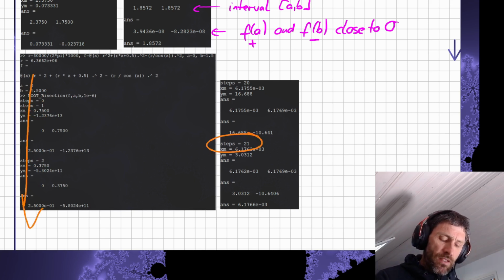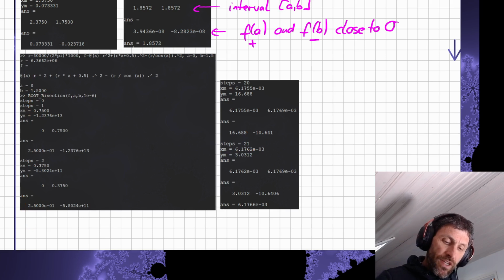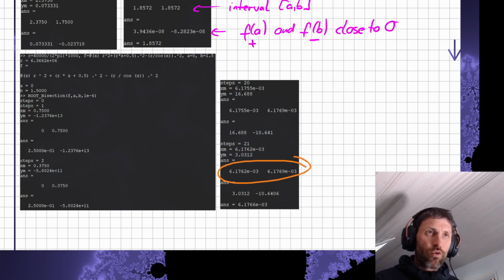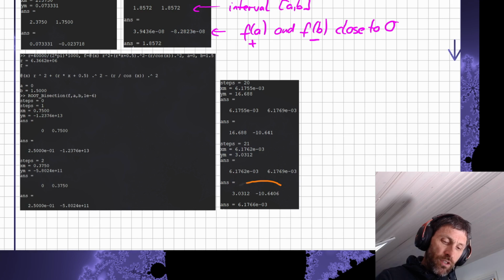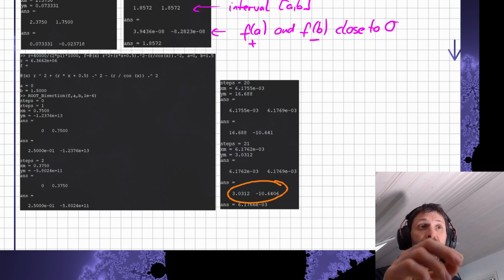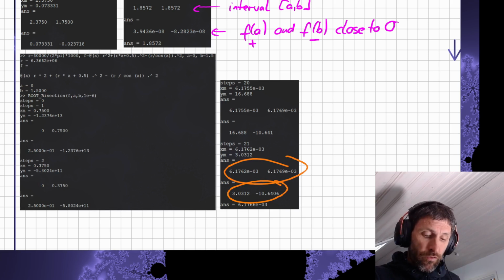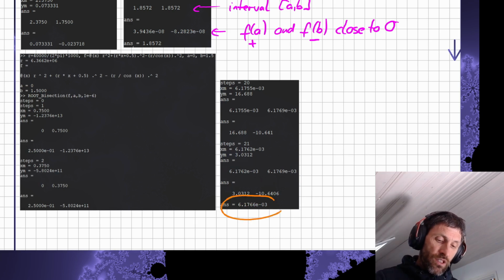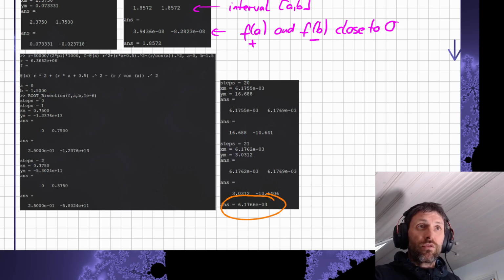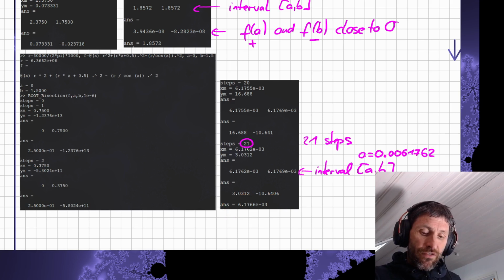And after 21 steps we end with this interval 0.0061762, and the corresponding function values are these. So indeed in this interval here we have a root of our function, and this root is that one. So this is our algorithm, how it works for the rope around the Earth, and we had an alternative with a tangent function, and let's check that.